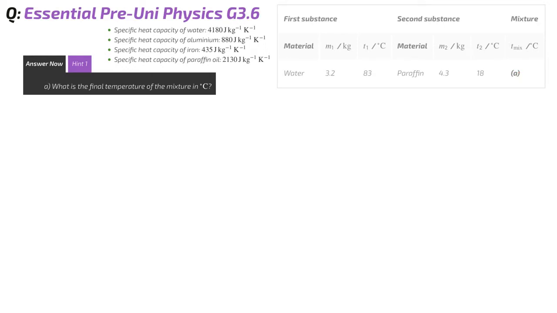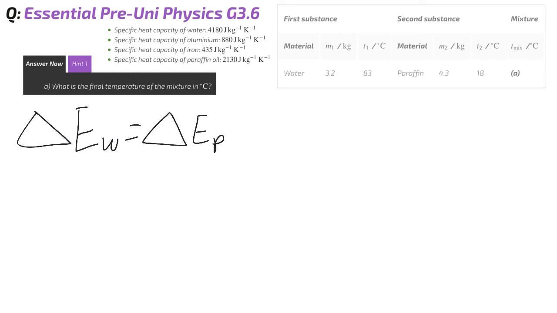Because there is energy being transferred between the two of them, the change in energy of the water will be equal to the change in energy of the paraffin. However, because the water was hotter and the water is cooling down, the water will lose energy. So the negative of the energy lost by the water will equal the positive energy that is gained by the paraffin.